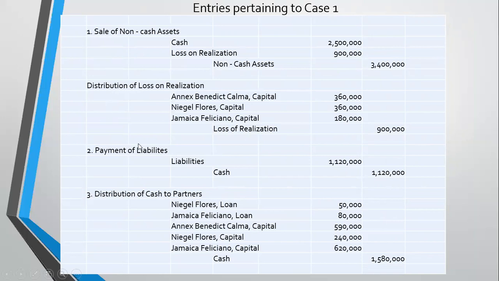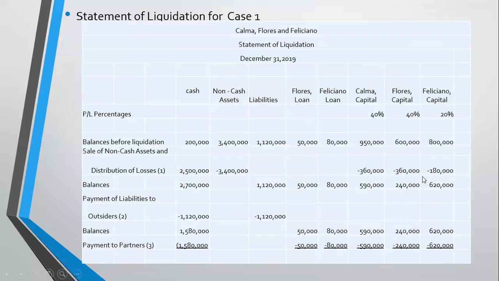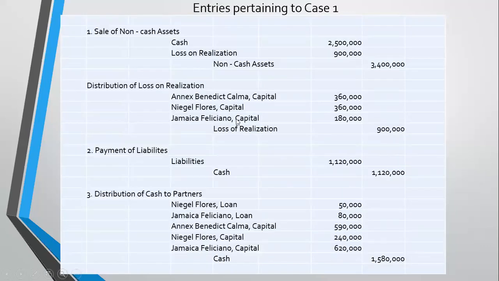So, entries for the distribution of loss on realization, kung titingnan nyo kanina, kung ano yung mga amount na nabawas sa kanila dito, no? 360, 360, 180, iyon ang nakadebit sa kanilang mga capital. So, kasi di ba pag dinidebit natin ang capital, doon natin siya nadidecrease sa entry na yon. So yan, nakadebit ang capital nila corresponding to the amount of loss on realization. At credit natin yung loss on realization of 900,000. That entry, ginawa nating entry, may debit tayo doon na loss, may credit tayo, nag-close na yung account title or yung account na ginawa natin na loss on realization.